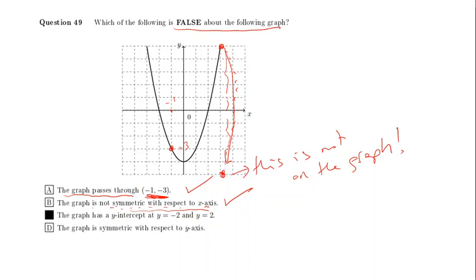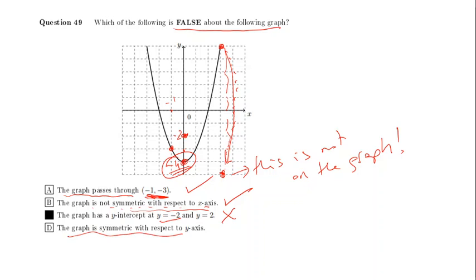Now, the graph has a y-intercept at y equal to -2, and this is y equal to -2. Where is y equal to -2? It doesn't intersect the graph at y equal to -2 for sure. Sorry, this is not -2, this here is -2. From the graph, it's clear that the y-intercept is -4. So this is not true.